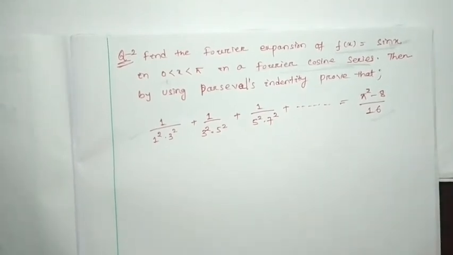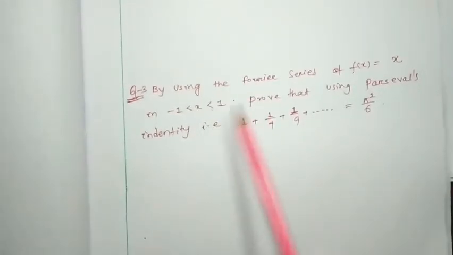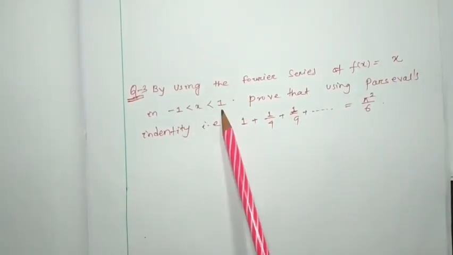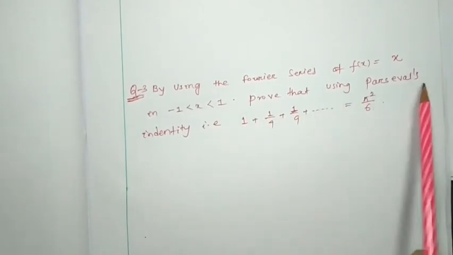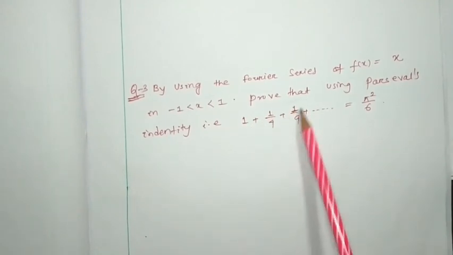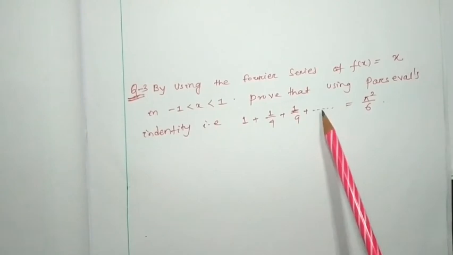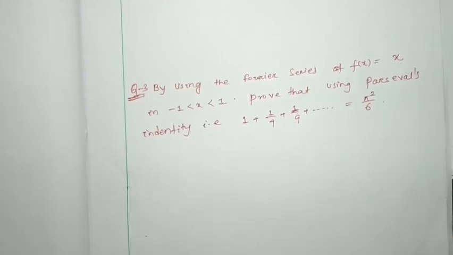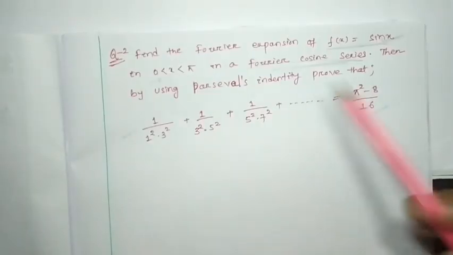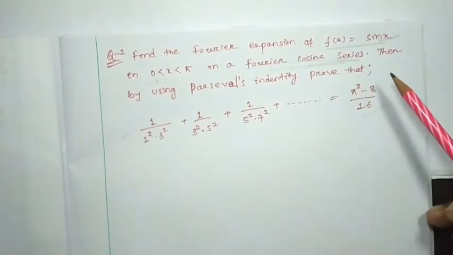Okay. Now next question is that by using the Fourier series of the function f(x) equal to x, which exists in between -1 to 1, prove using Parseval's identity that 1 plus 1 by 4 plus 1 by 9 plus dot dot is equal to pi square by 6. So do these 2 problems by yourself. We are going to discuss the solutions of these 2 questions in our next class.